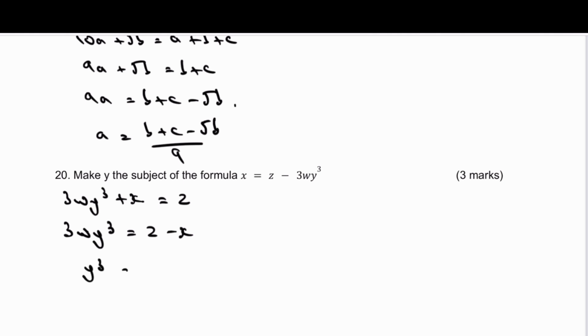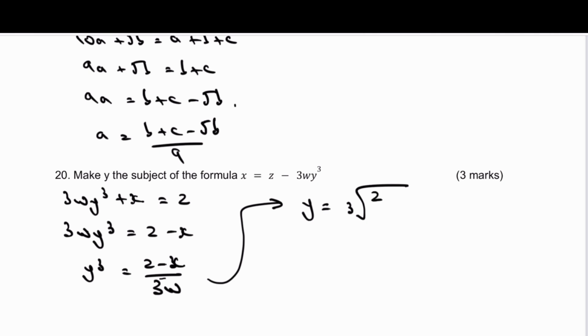y cubed equals (z minus x) all divided by 3w, and then I've got now y cubed equals that, so therefore I want the cube root. So therefore y is going to equal the cube root of (z minus x) all divided by 3w, and that would be the answer to the final question.